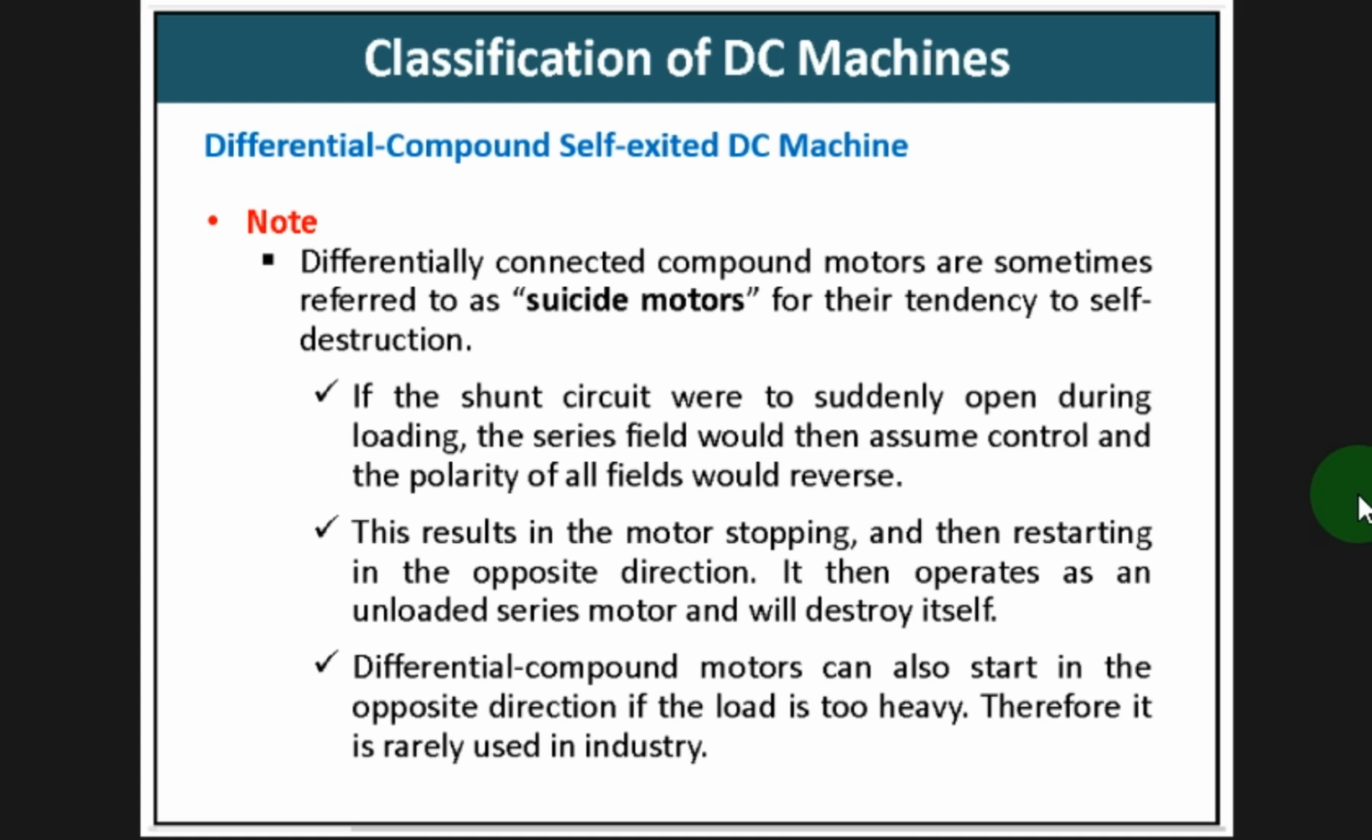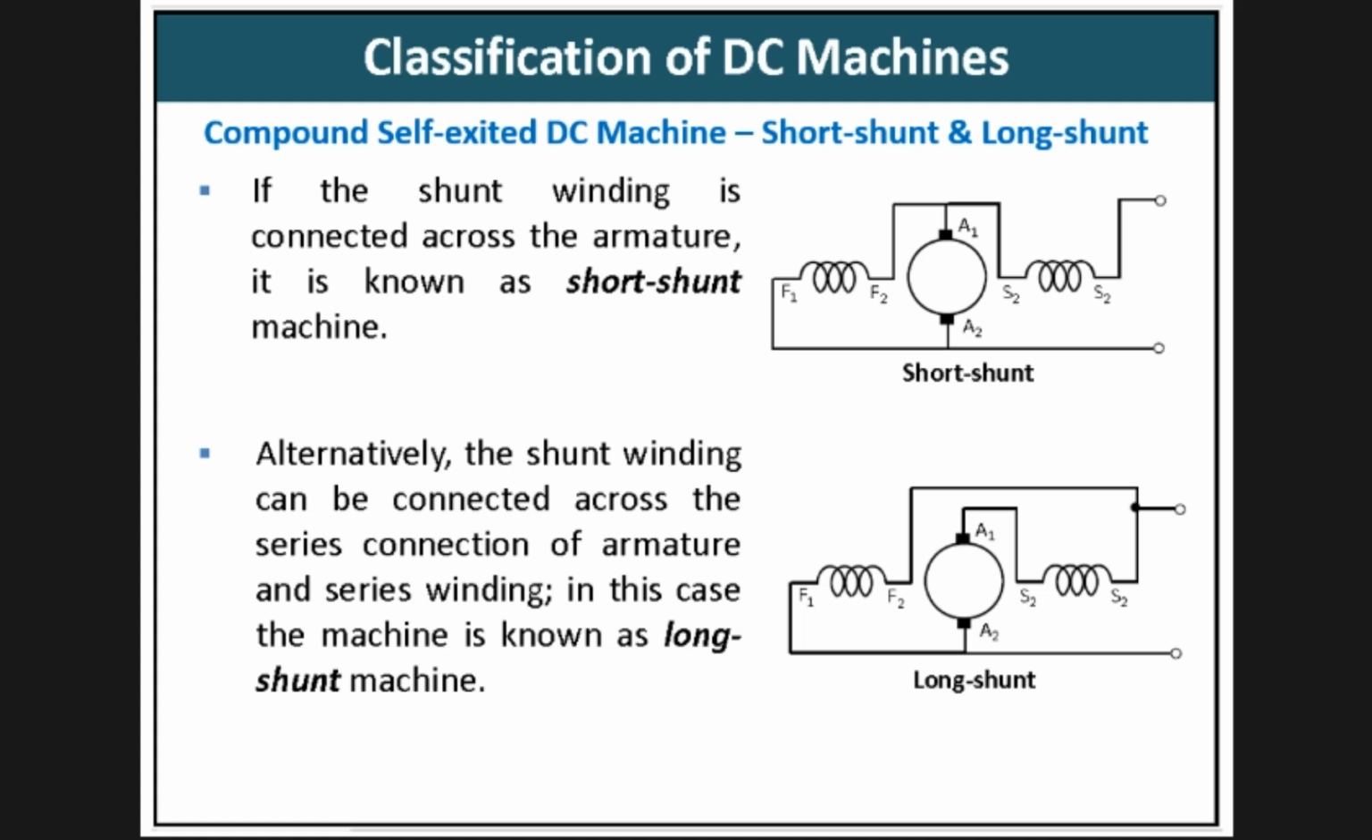And then again the compound self-excited DC machines, we have two types called short shunt and long shunt, according to the way they are connected. Short shunt means the field coil is just parallel only with the armature coil, and long shunt means this shunt is parallel to both the armature winding and the series field winding.